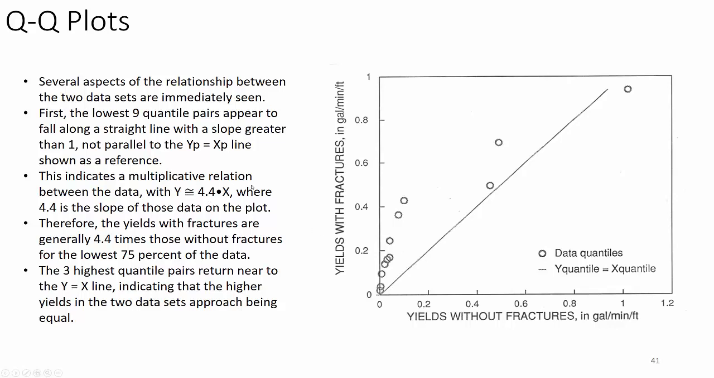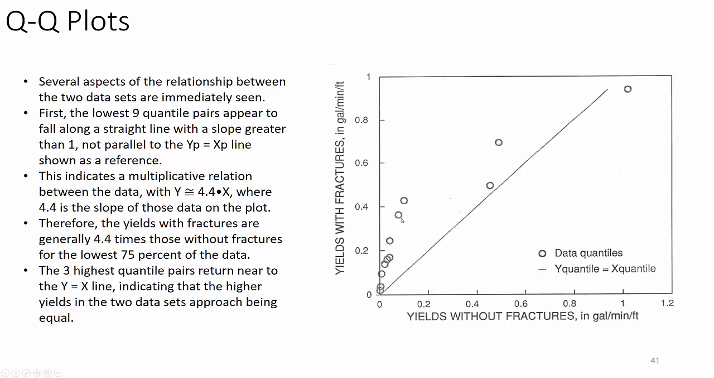This indicates a multiplicative relationship between the data, where y is approximately 4.4 times x, where 4.4 is the slope of the data on the plot. If we think about these as data on yields of water, yields mean the amount of water you can get in gallons per minute per foot, where you have fractures versus where you don't have fractures. The yield with fractures in the substrata is 4.4 times the amount of water for the lowest 75% of the data, but then converges at the high end. The three highest yields return to the near linear relationship.